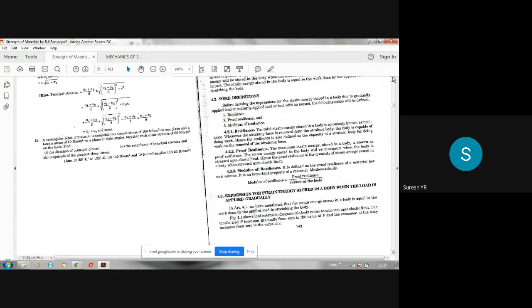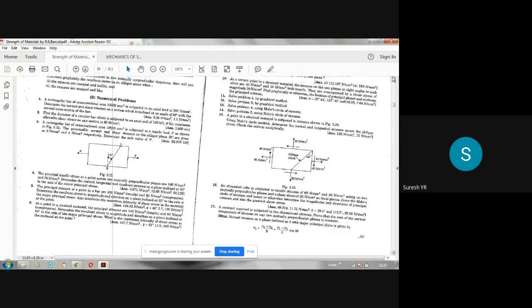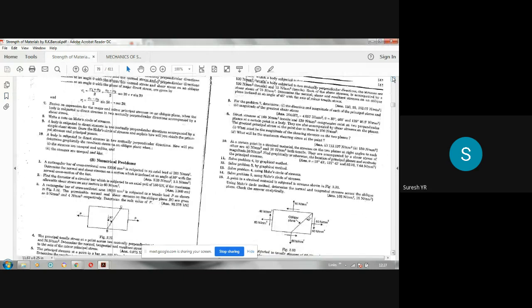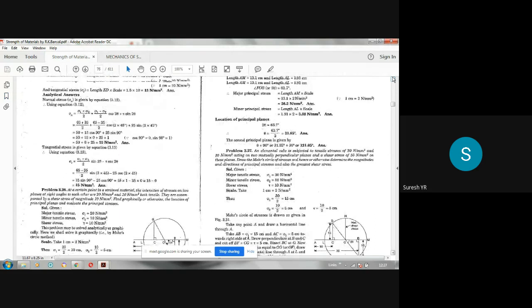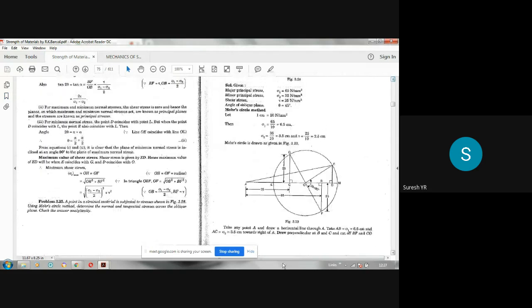Since both are compressive here, you have to plot the points B and C to the left side of A. See here, on the left side of A you have to plot that 100 and 75. So minus 100 means minus 4 centimeters. Minus 75 means minus 3 centimeters. They give the points B and C.